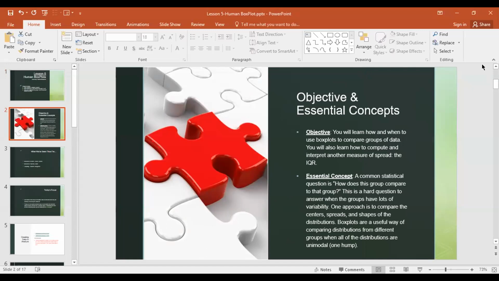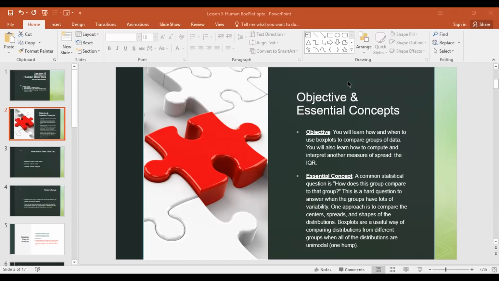So if we take a look here, we have our objective and our essential concept. Our objective for the day is that you will learn how and when to use box plots to compare groups of data. You will also learn how to compute and interpret another measure of spread, the IQR, okay? So we're learning a few things today, guys.